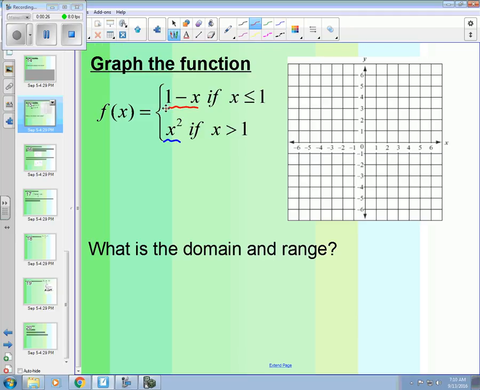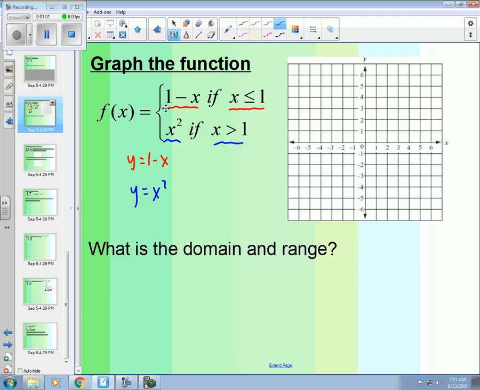So really what this means is we got y equals 1 minus x as one of our functions, and y equals x squared as one of our functions. The conditions that we are using for those are listed after the function. So you want to look after the if and see when is this function going to be on our graph. The first one is when x is less than or equal to 1. The second one is when it's greater than 1.